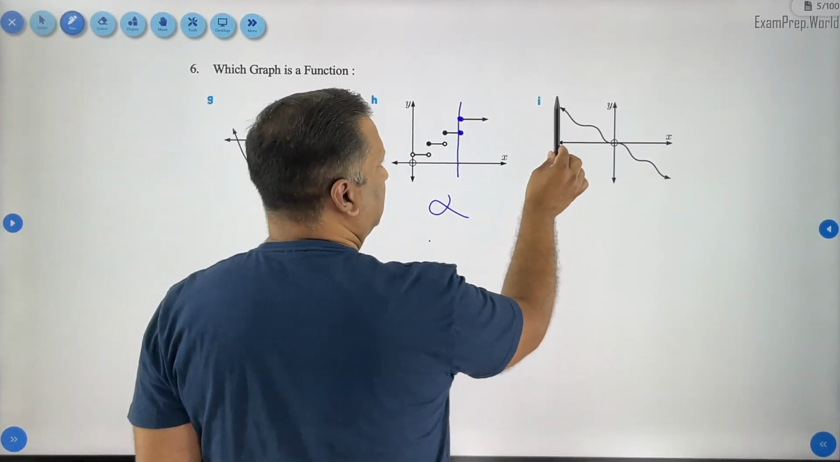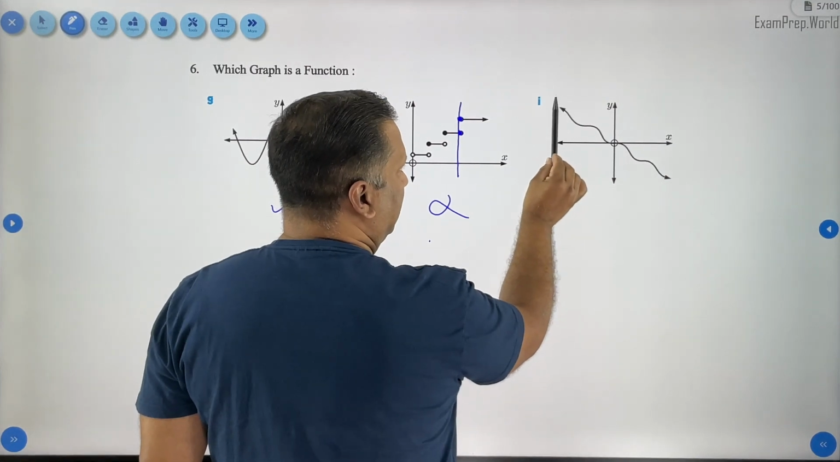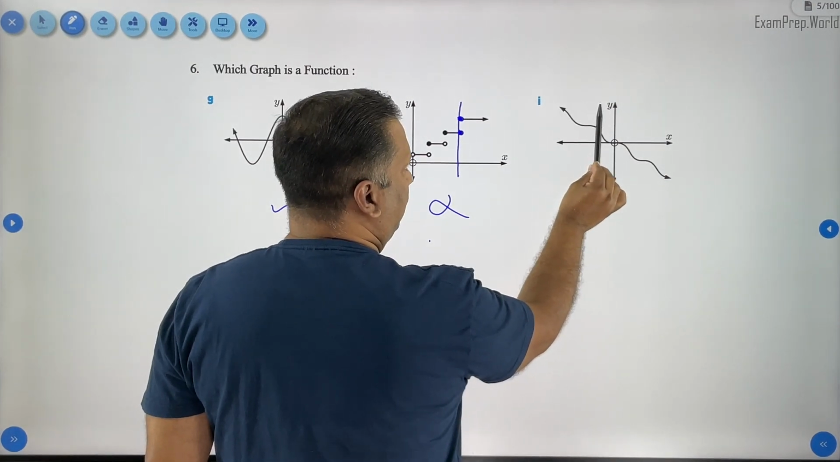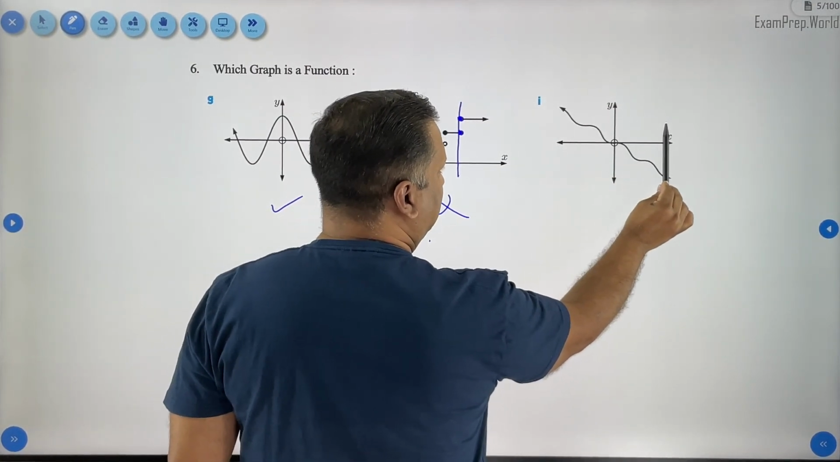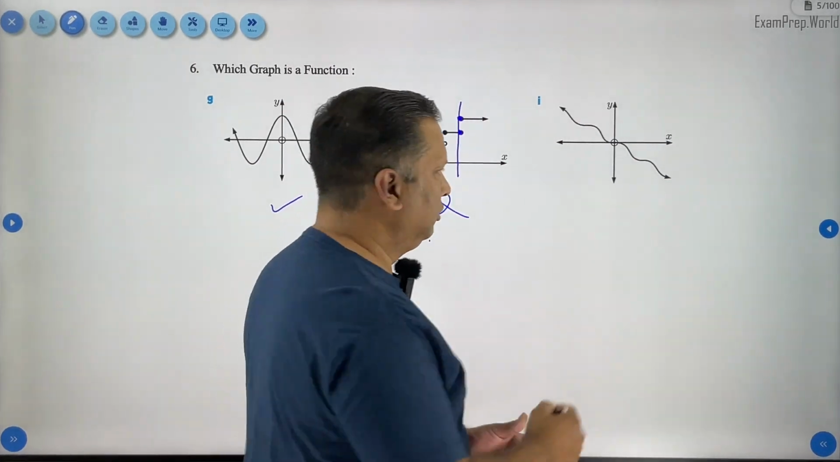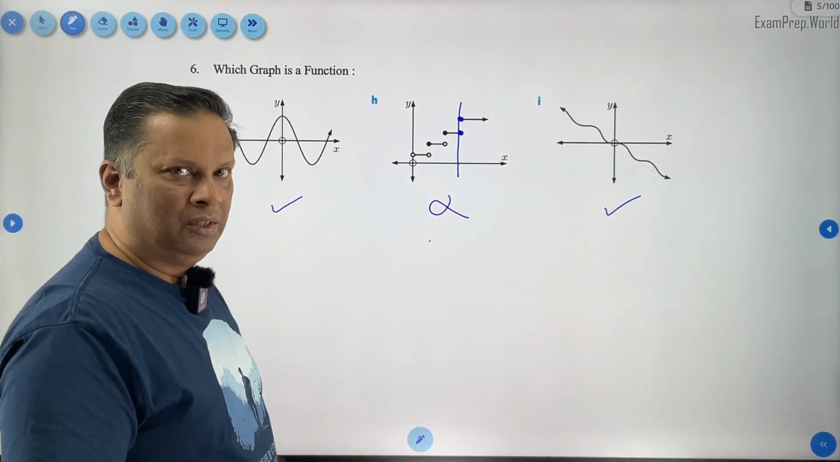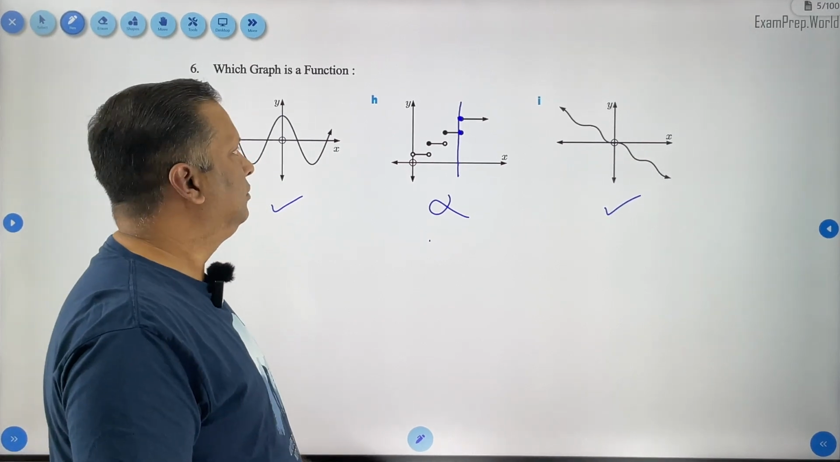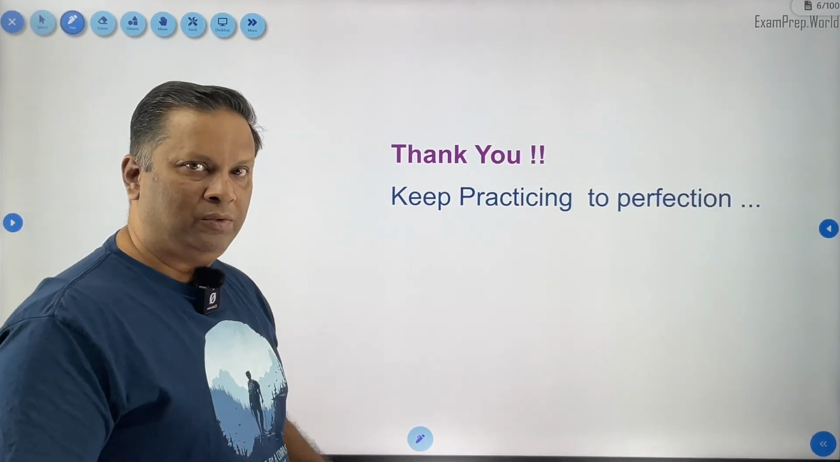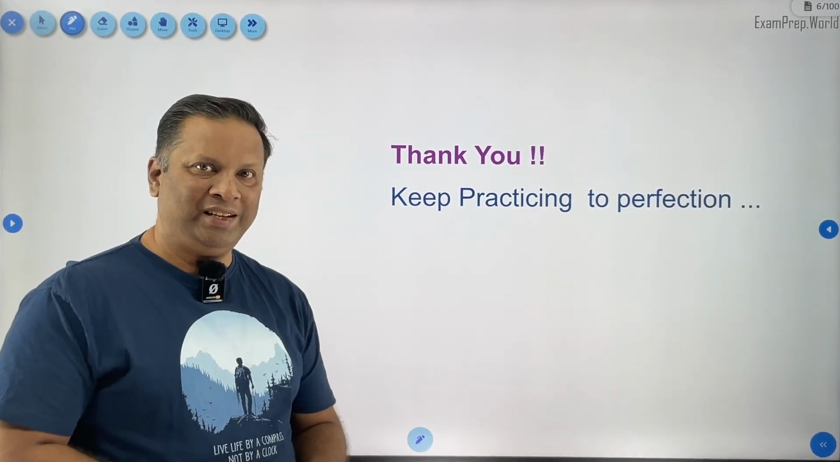Now what about this? Look at this. It intersects at one point, one point, one point, one point. At no place is it intersecting at two points. So this is also a function. Okay. Same thing which we discussed previously. So with this we come to the end of this type of question. Thanks and keep practicing.